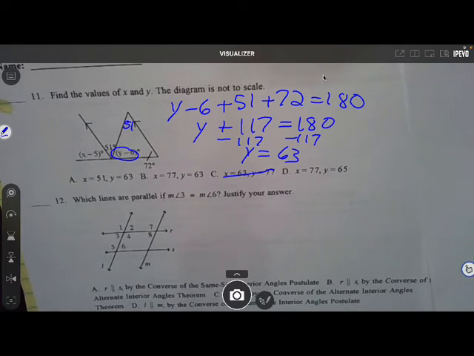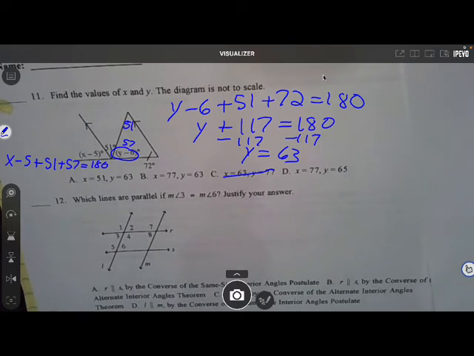63 minus 6, and Aston's right. That's 57. Does everybody understand that angle? Then we said at the beginning that these three angles add to 180. So I know that x minus 5 and 51 and 57 would all equal 180. So what am I going to do to solve for this one?